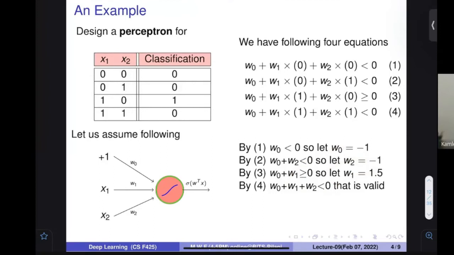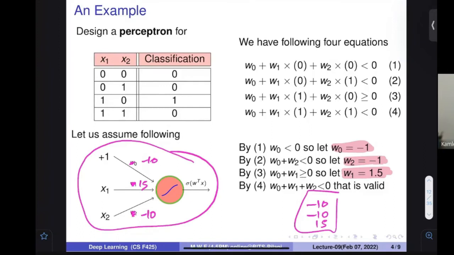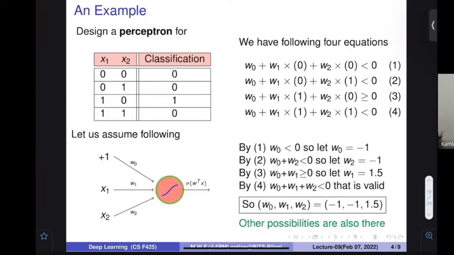So what is your solution? Your solution is w0 is equal to minus 1, w2 is equal to minus 1, w1 is equal to 1.5. By this, you can say that these are the values which are correct for me. There is no problem in doing any kind of multiplication. Minus 10, and 15 also is a perfect number. You can put it here: w0 is equal to minus 10, w1 is equal to 15, and w2 is equal to minus 10. So by this, you have created this. Makes sense? This is the second way of doing the same thing, that you have solved the equation.